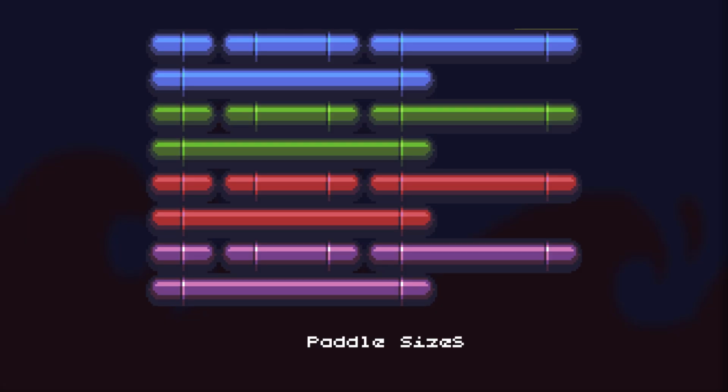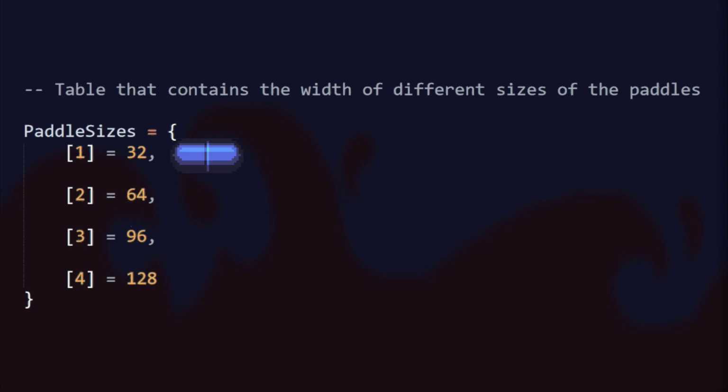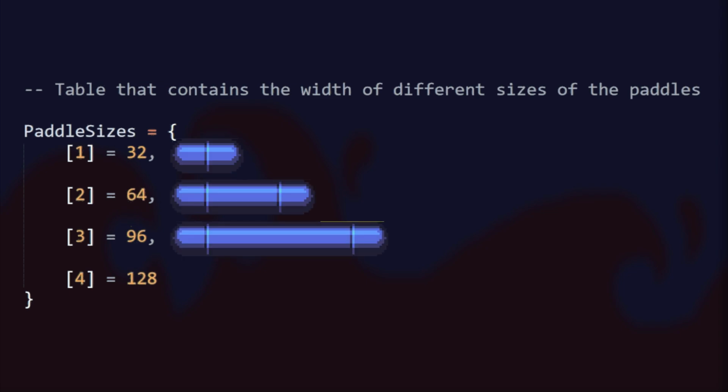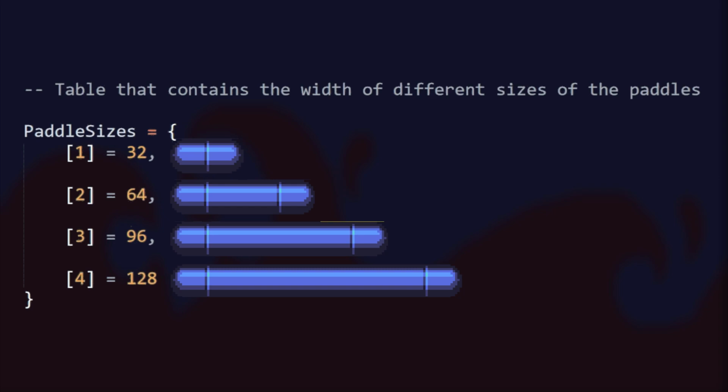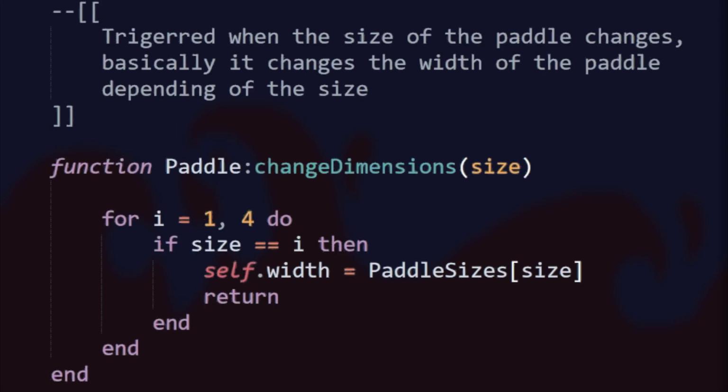Now coming to the last one, that is the changing paddle sizes. So first I have made a table which contains the width of all the different paddle sizes, as you can see here. Whenever the paddle size is changed, we also need to change the width. That is achieved by this function right here.